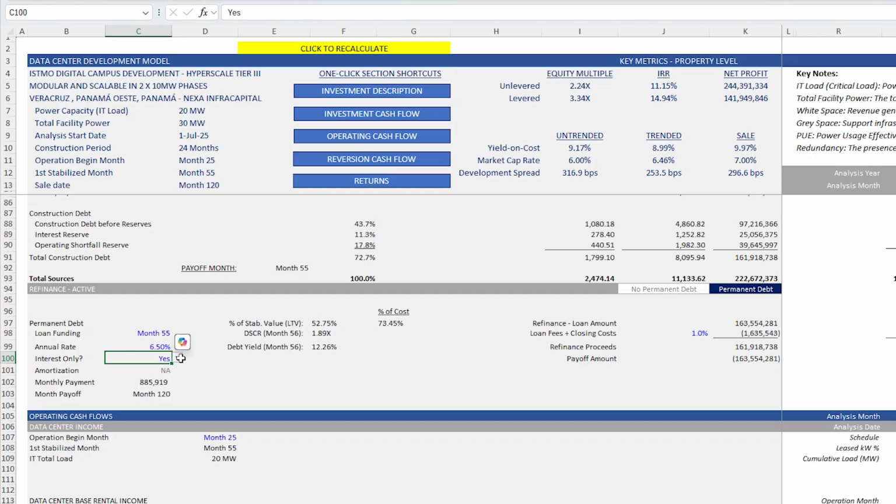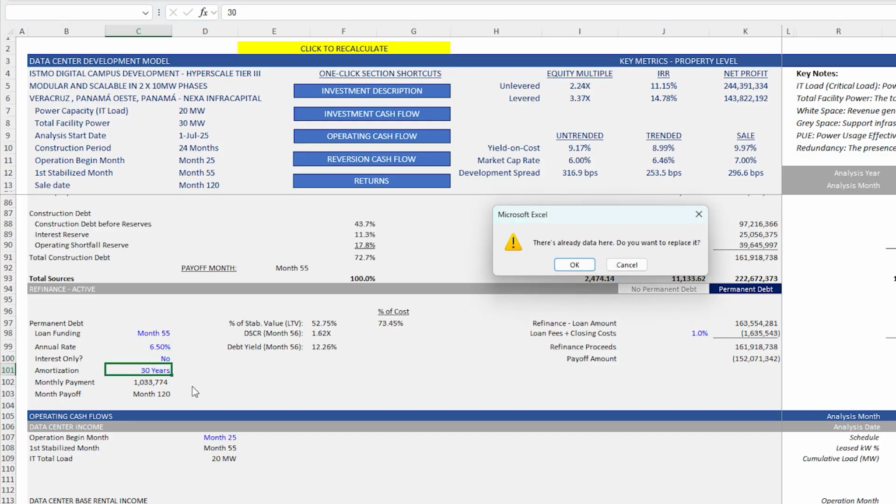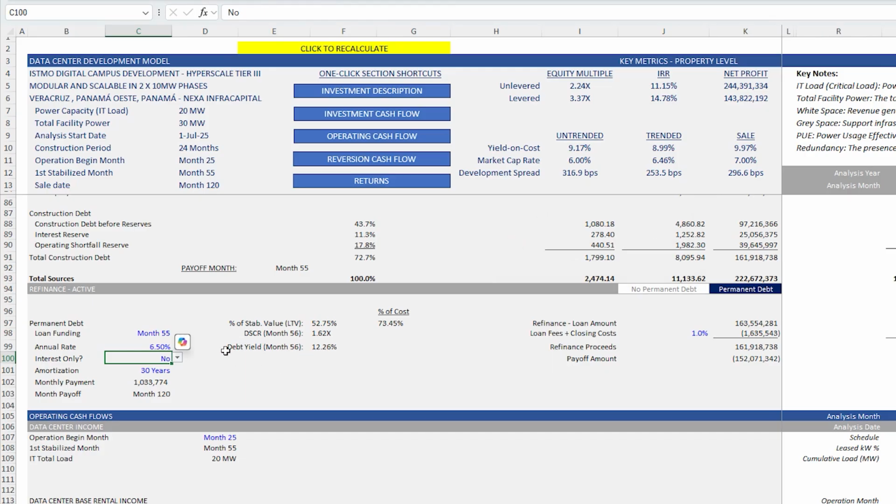So it's either all interest only or all amortizing. If it's amortizing, you'll set the period, or the number of years, to amortize over, and then you'll see monthly payment, monthly payoff, some fee to originate this new permanent debt, and then some basic metrics: percent of LTV on stabilized value, debt service coverage ratio, debt yield in the month following your loan funding month.